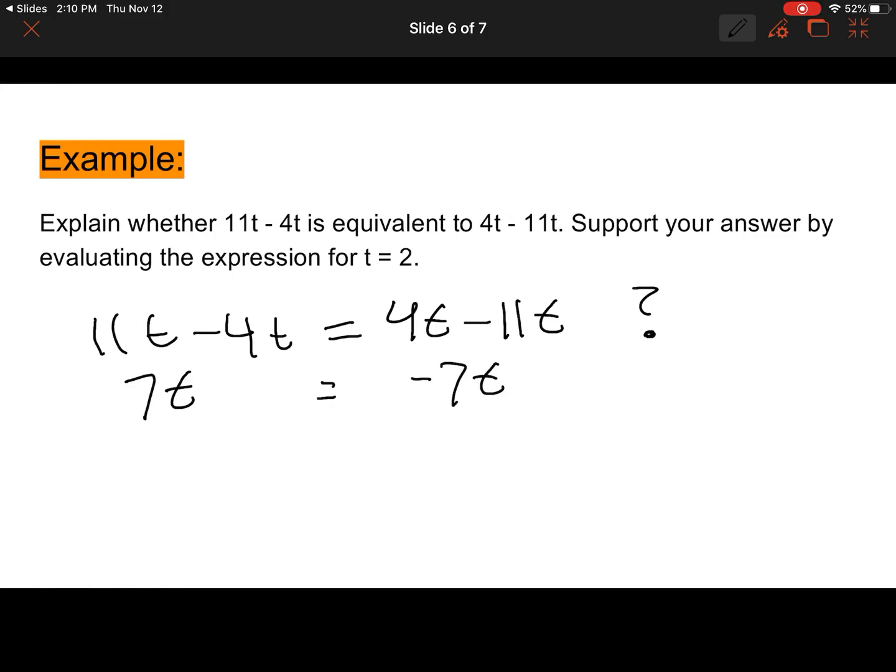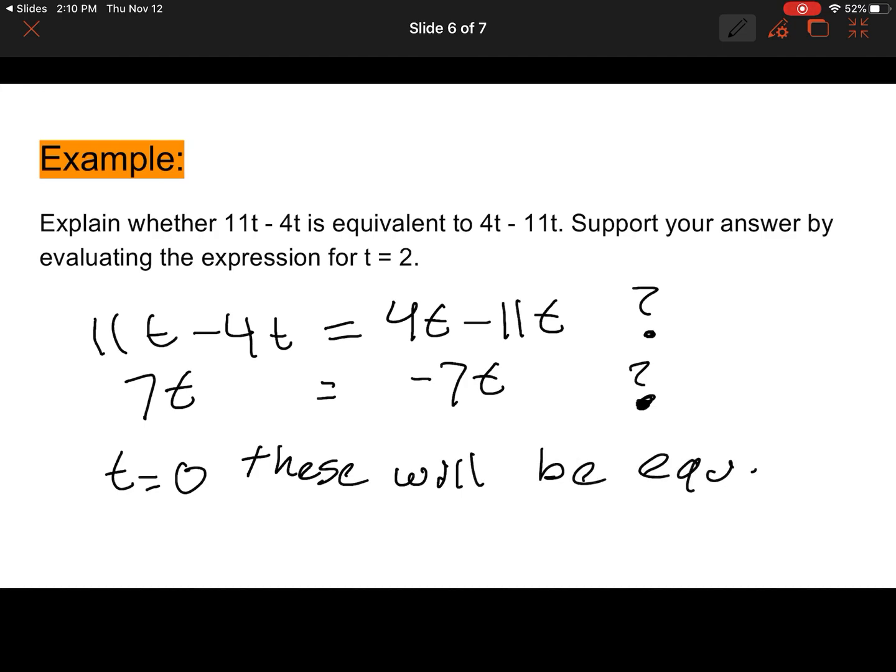All right, so are these equal? We have a question mark there. Well, do we think they're equal? I would say they're only equal in one case, and that's when t is equal to 0, right? So when t is equal to 0, these will be equal. But otherwise, they are not, because this side is positive and this side is negative.